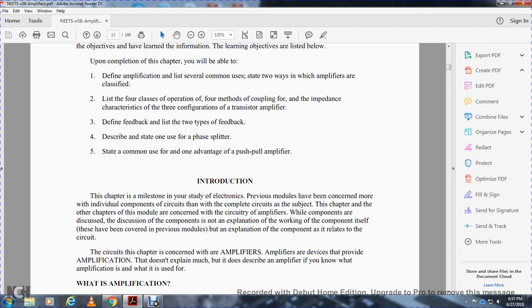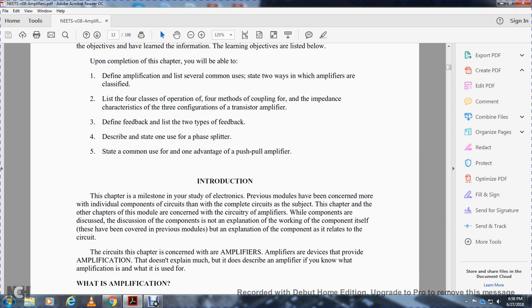Introduction. This chapter is a milestone in that the electronics modules before this have been more concerned with individual components than with complete circuits. From here on, the chapters are more concerned with circuits such as amplifiers, while components are discussed as they relate to the circuit. The components themselves have been covered in previous modules. This chapter is concerned with amplifiers.